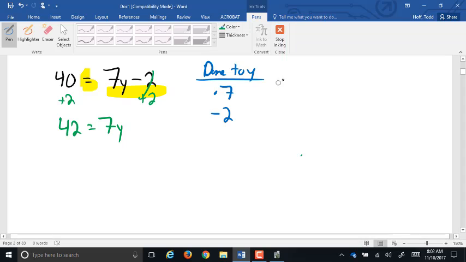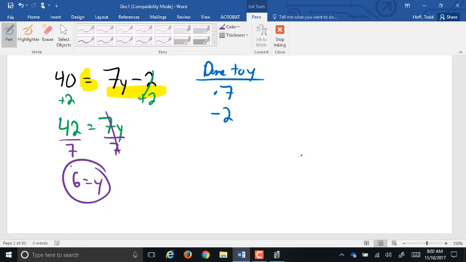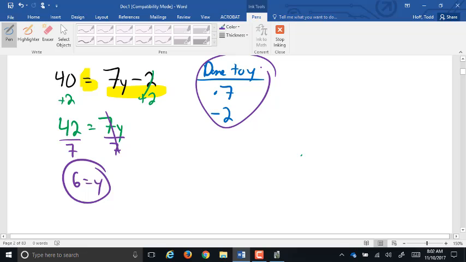And then divide by 7. 6 equals y. It's referred to as the reverse order of operations, but it's not a new rule or anything like that. All it is, we're taking it apart, so we've got to go backwards.